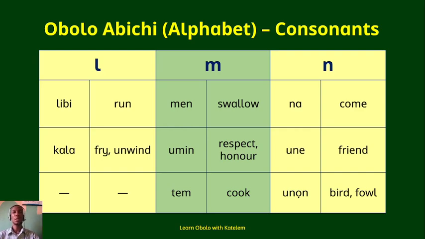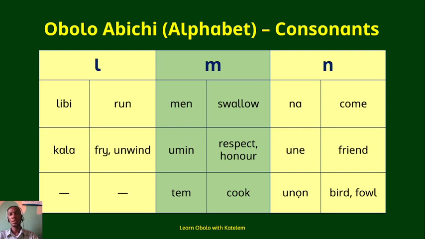Then the next consonant is M, as in men. Men means to swallow. Note this is not men as in English, and it means to swallow. You can see it at the beginning of the word there. Then umin, which means respect and honor, depending on how you're using it. Then you have tem, which means cook. So you can have letter M at the beginning, the middle, and at the end of a word in Obolo.